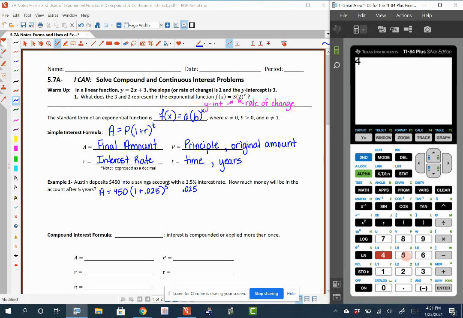So I'm going to go ahead and type 450, and I'll go ahead and put parentheses. And I know that 1 plus 0.025 is just 1.025. So that's how I'm going to enter that one into my calculator. But it's to the 5th.